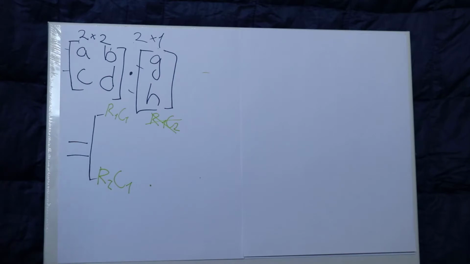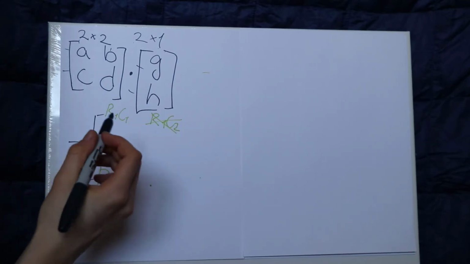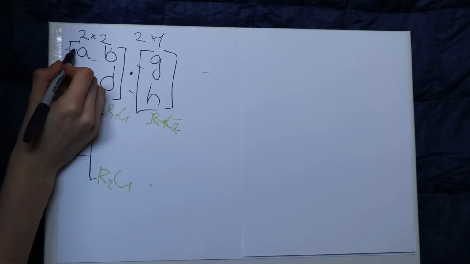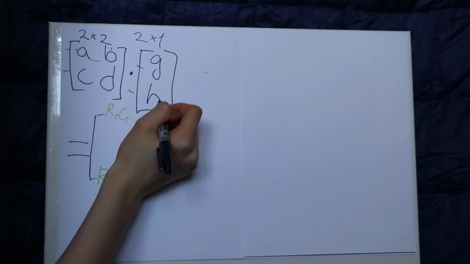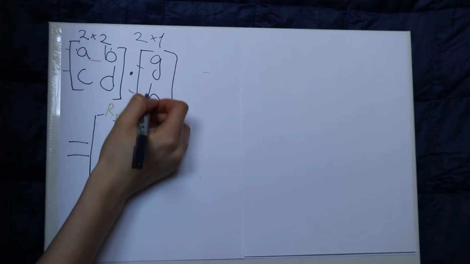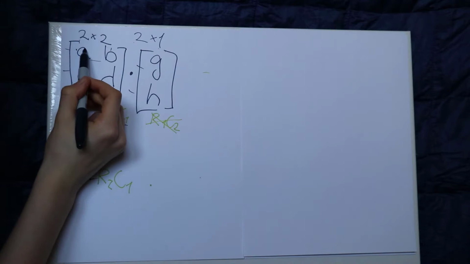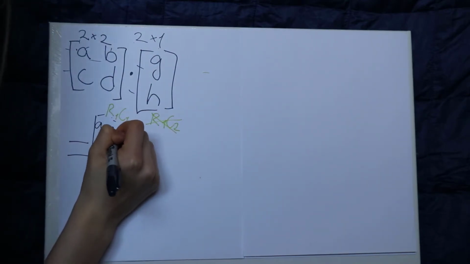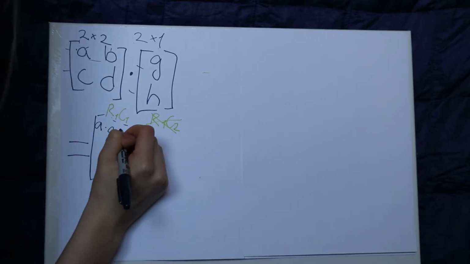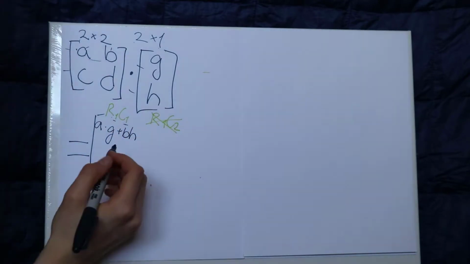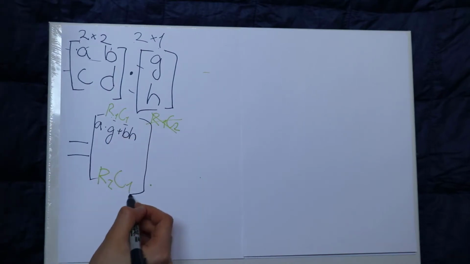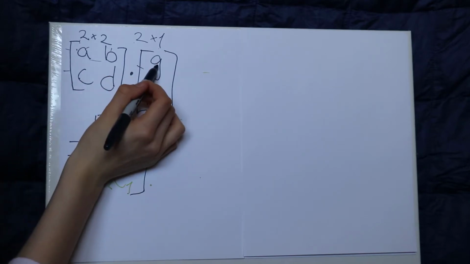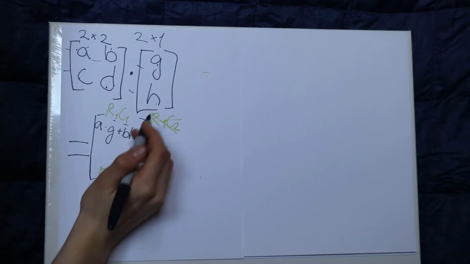So let's actually multiply this matrix now. So row 1, column 1. What you do is you take row 1 of the first matrix and row 1, column 1 of the second matrix. You multiply. Here, I'll just show you. See, what you do is AG plus BH. And the same thing for row 2, column 1. So you take CG plus DH.